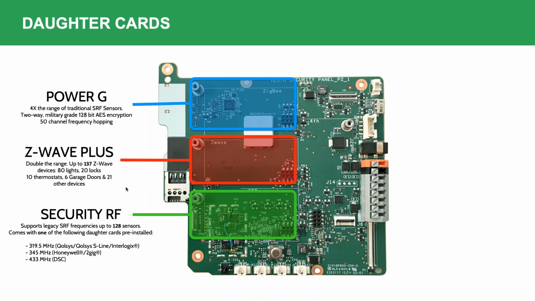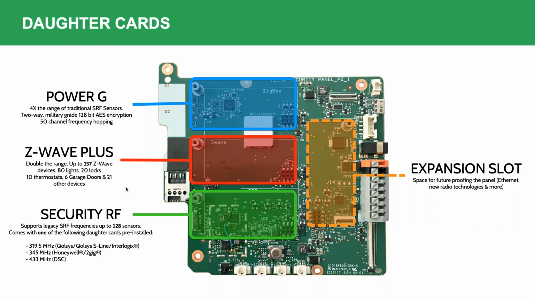On top of those security RFs, you have Z-Wave Plus. With Z-Wave Plus, you get double the range. You can connect up to 137 Z-Wave devices: 80 lights, 20 locks, 10 thermostats, 6 garage doors, and 21 other devices. So just with those 3 cards that are in every panel, you have a very, very robust system.